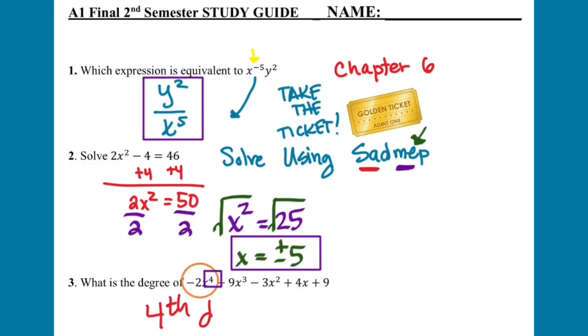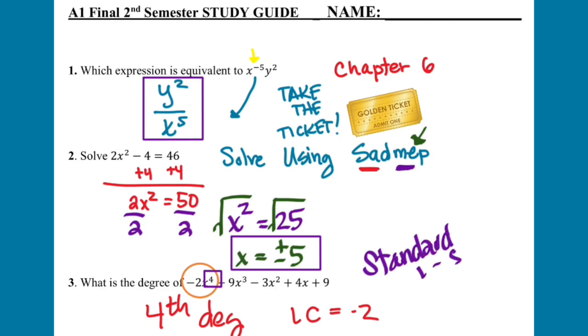All right, number 3 asks us what degree this is, and to put something in standard form, right? Standard form means that we have things in exponent from largest to smallest. So the first number here is going to tell us the degree of this exponent, of this polynomial, and it's to the 4th degree. And if it asked us for the lead coefficient, we would say negative 2.